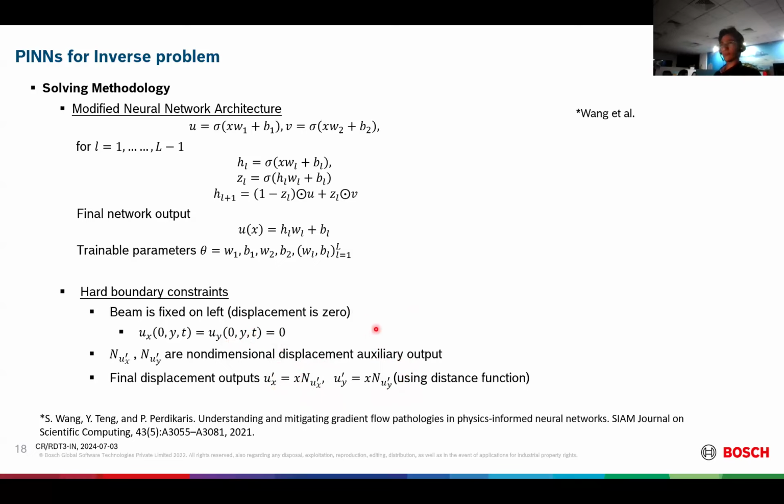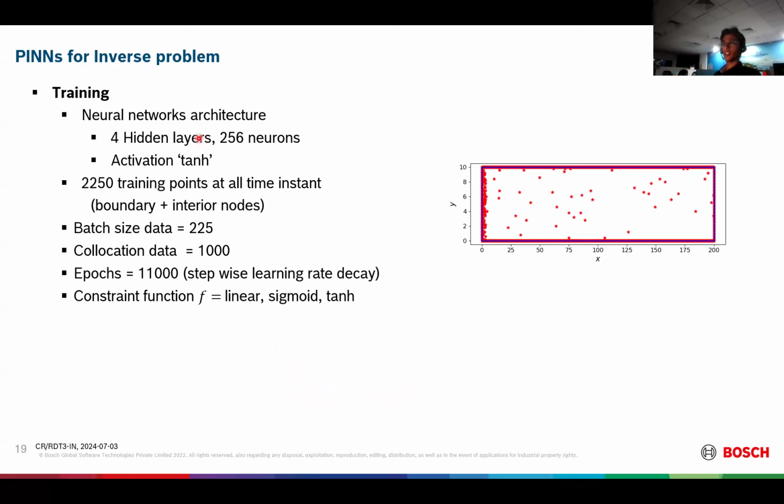And next we train our model with this architecture, and we also use different constraint functions, from linear, to sigmoid, and then hyperbolic. And we see next how the constraint function affects the accuracy. For the training here, we make some more assumptions: we not only take the data at the boundary like we previously saw, we also take data close to the left side where the gradient is high for the stresses, and also some very sparse interior data.